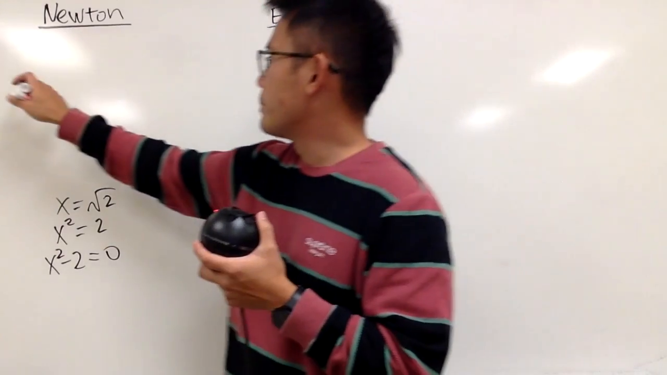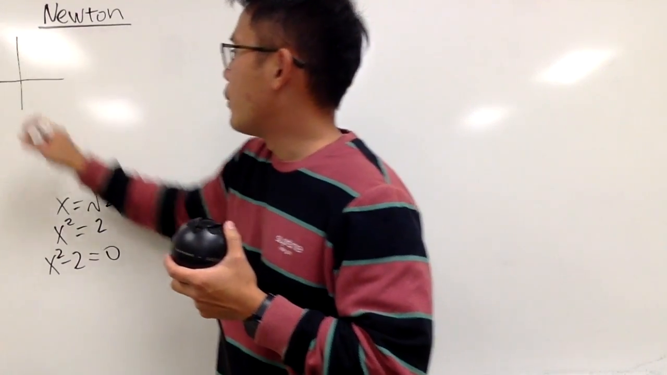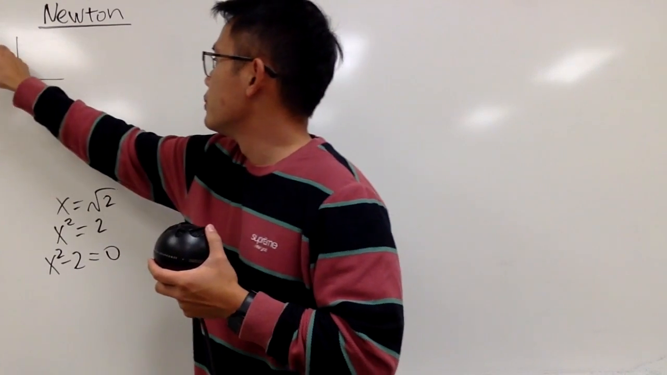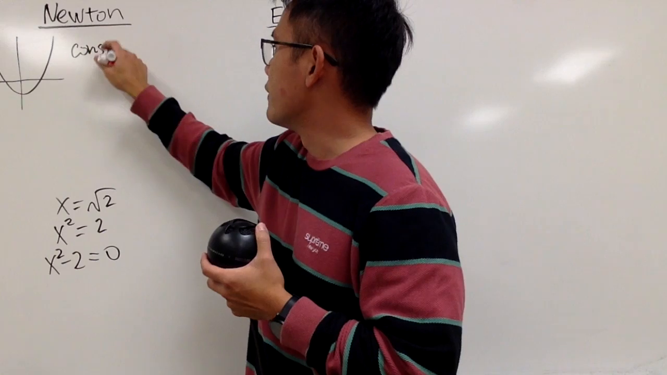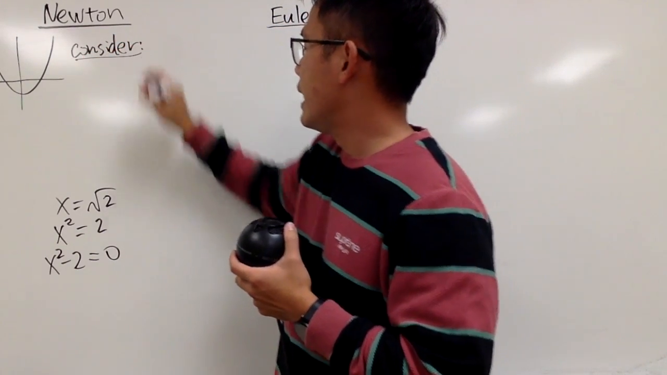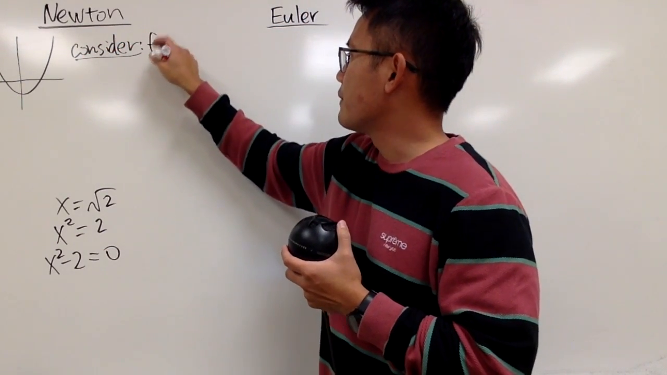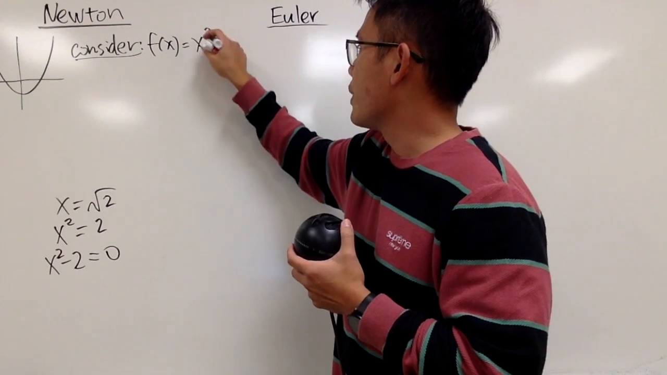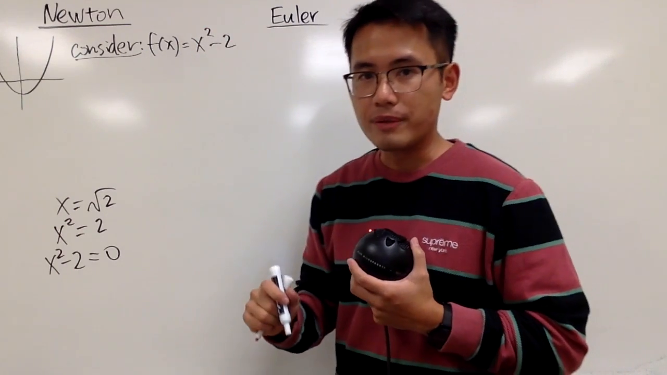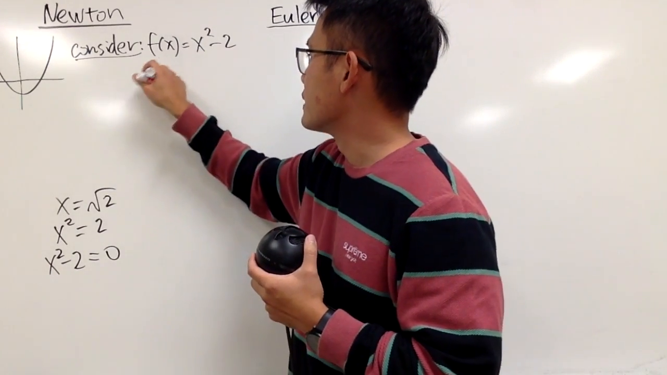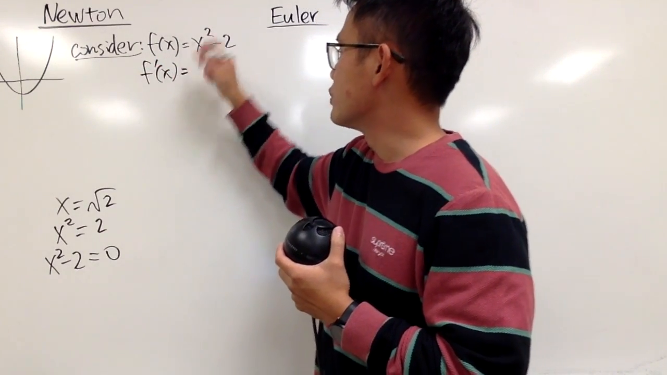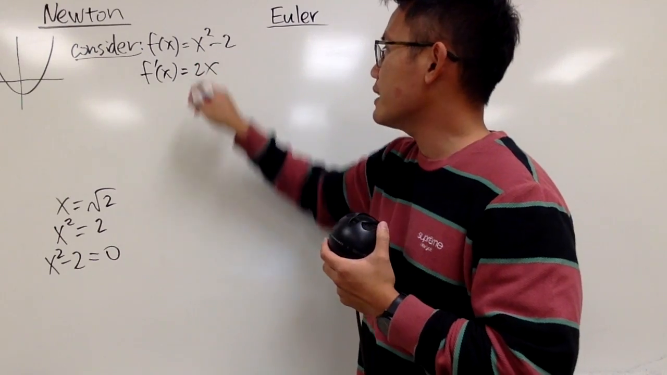And of course, let's talk about the graph right here. Let's say I want to graph this for you guys, which is like that. And you have to start off with a function. I will just pick f of x to be x squared minus 2 as my function. And what you need next is the derivative as well. So f prime of x, this is really nice. Differentiate that, you just get 2x.